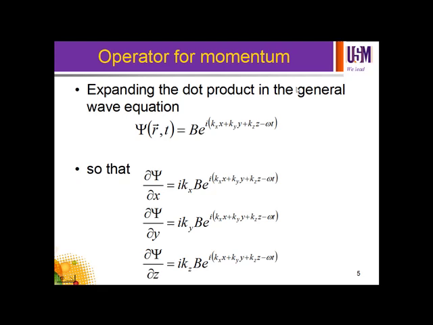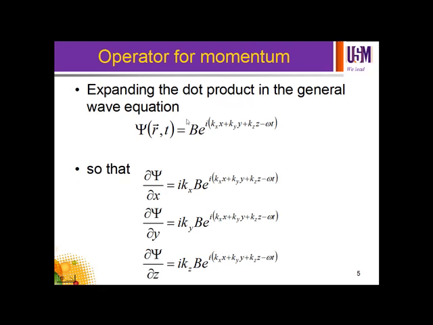Expanding the dot product, because when we talk about momentum, basically it is with respect to distance, velocity or whatever, because basically momentum p equals mv. That means mass multiplied by velocity, and velocity is related to distance. Distance with respect to time is velocity.